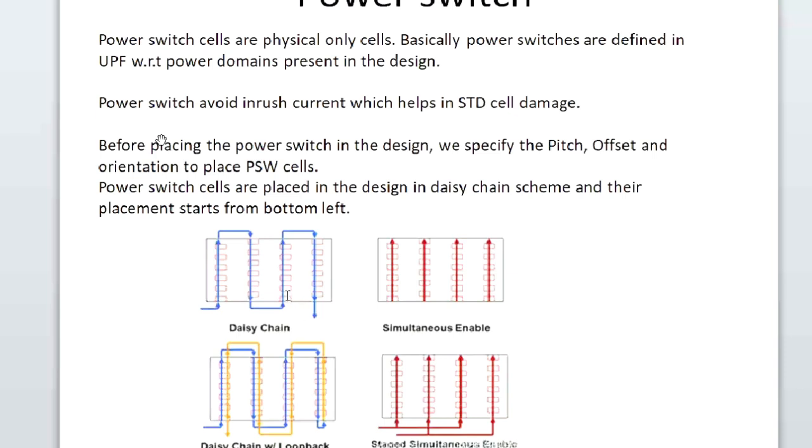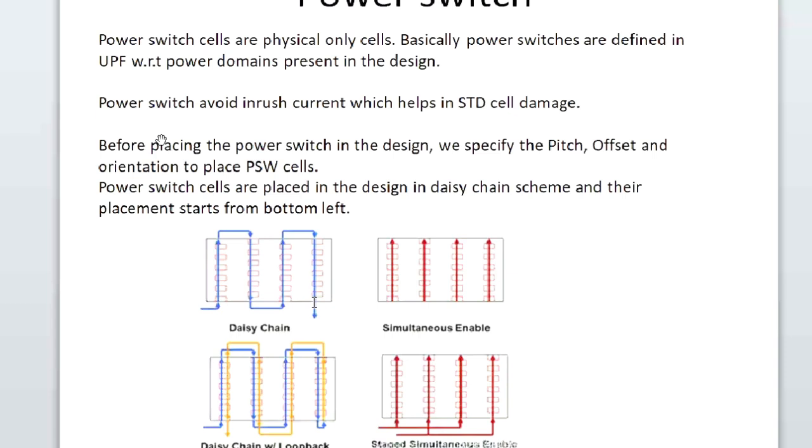Before placing the power switch, we have to check the pitch value, offset value and the orientation of the power switches. We have to get one power switch file, and we can design it also. I have checked the power switch distance between those GDH cells: it is 7 micron for one and 5 micron for another. So based upon that, it is going on.